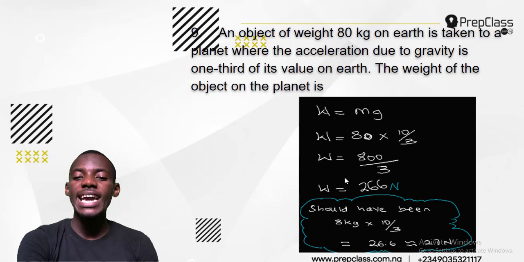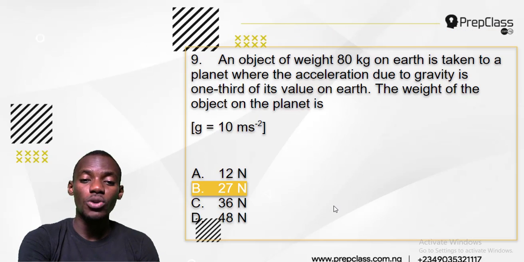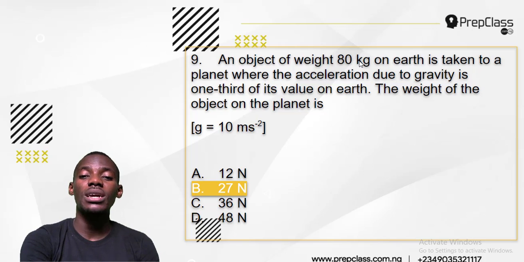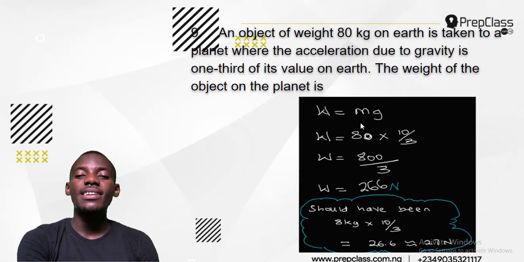So if you put in 8, it should have been 8 kilograms times 10 over 3, and that will become 226.6 Newton, and that will be approximately 27 Newton, and that of course is in the options. The answer is 27 Newton. So I believe that the main mistake is a typographic error. It should not have been 80 kilograms, it should have been 8 kilograms. Okay, and this is how to go about solving it.